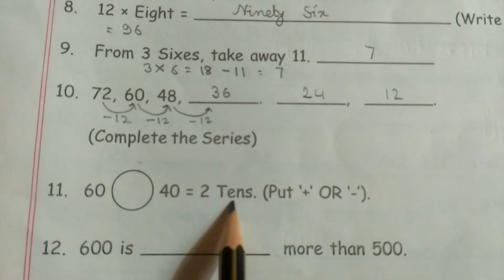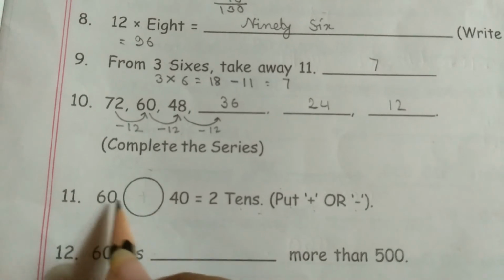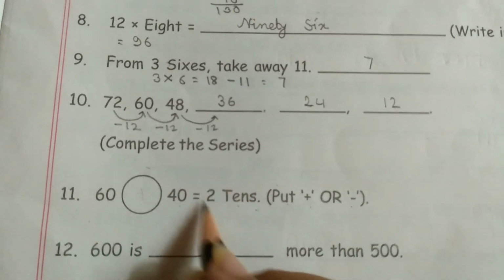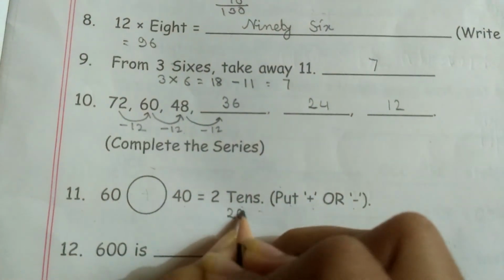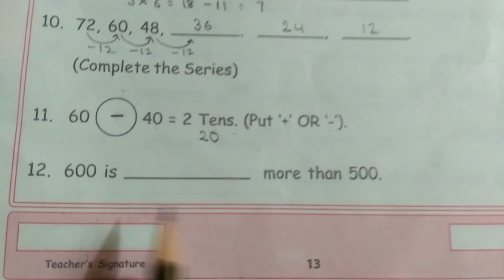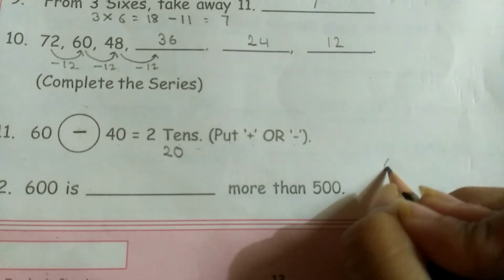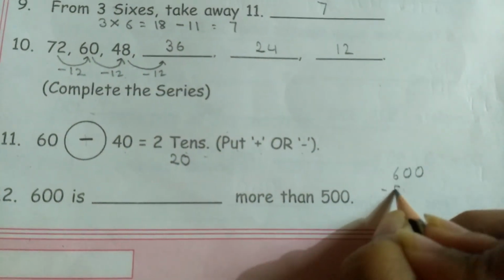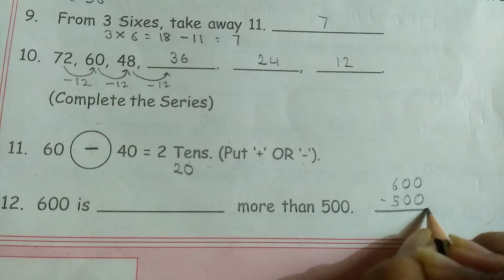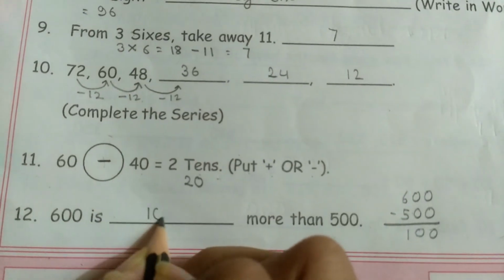60 minus 40 equals to 2 tens. Put plus or minus. If you put plus, it will become 100. 2 tens is not 100, it is 20. So we have to put subtract. 600 is dash more than 500. So you can subtract 500 from 600. You will get 100. So 100 will be your answer.